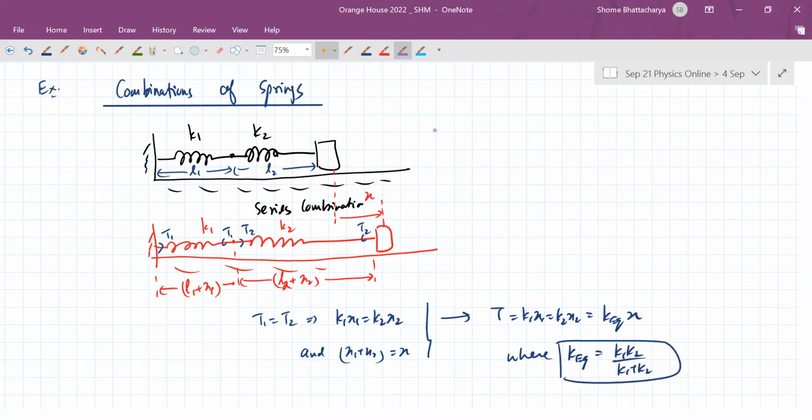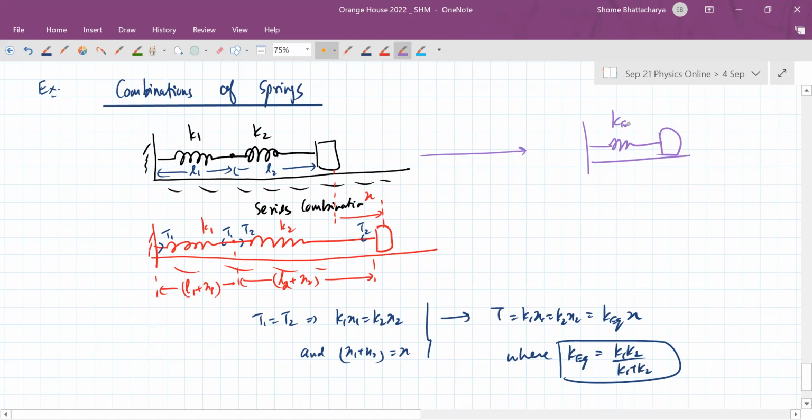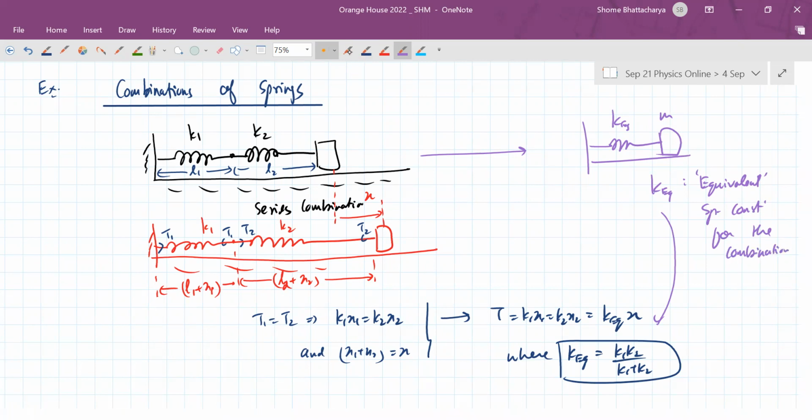So at a problem solving level, what we do is we convert this to a single spring where K equivalent is the equivalent spring constant for the combination. So this first example, this is called a series combination.